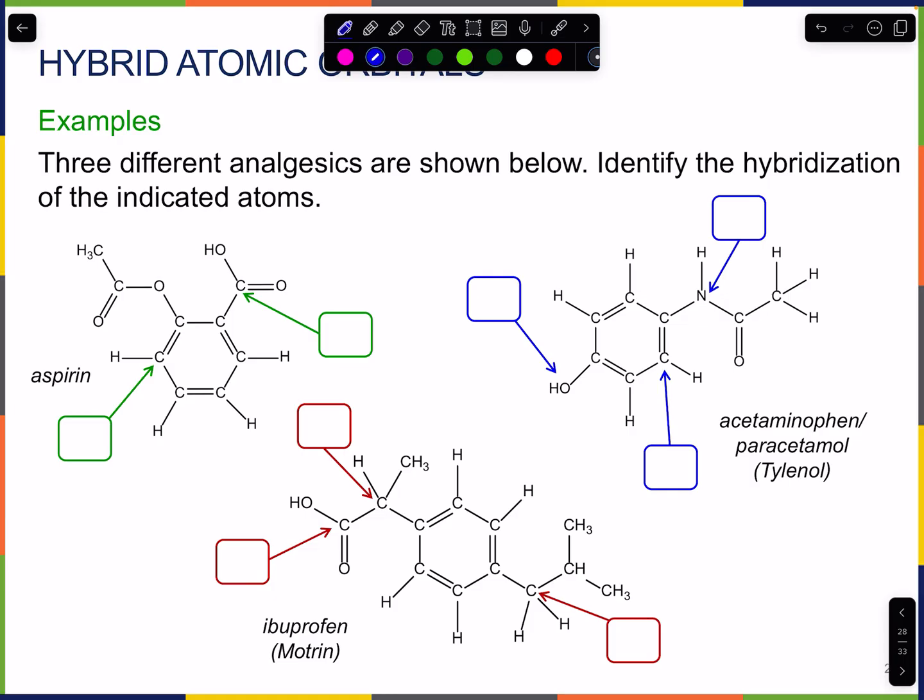Right, let's think about these different molecules and check what will be the corresponding hybridization on each one of the atoms. This representation of different molecules lacks the corresponding lone pairs on oxygen and nitrogen atoms. So there are 3 different analgesics. Let's try to identify the hybridization on the indicated atoms. Again, for many of them, we are not having the lone pairs. Well, for aspirin, we are talking about only carbon.